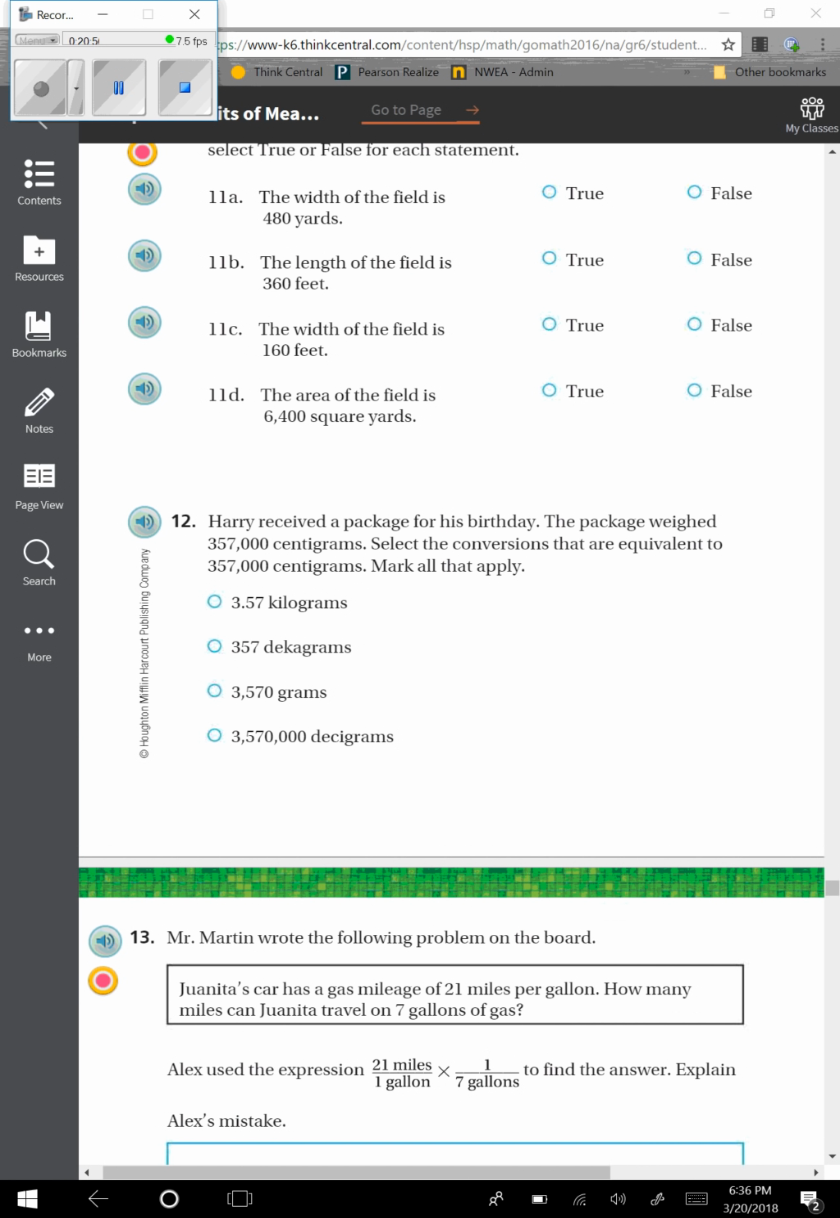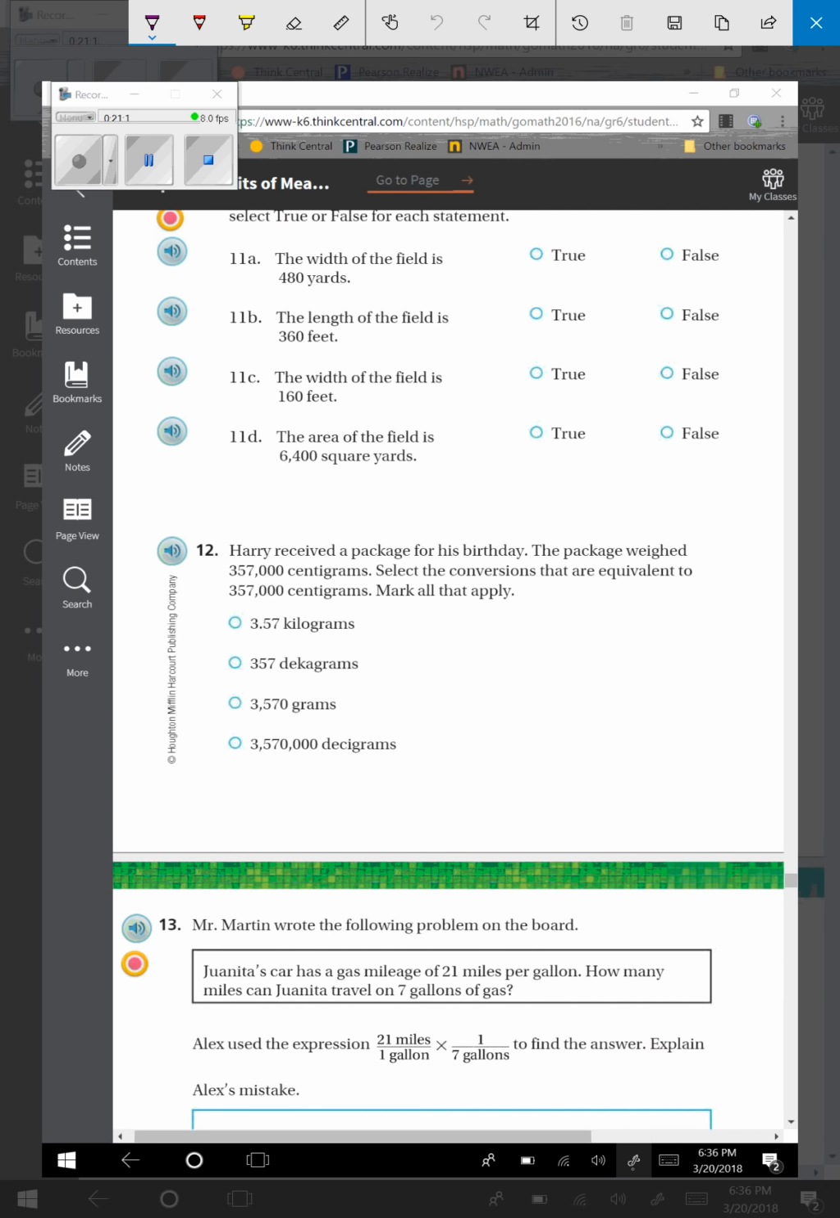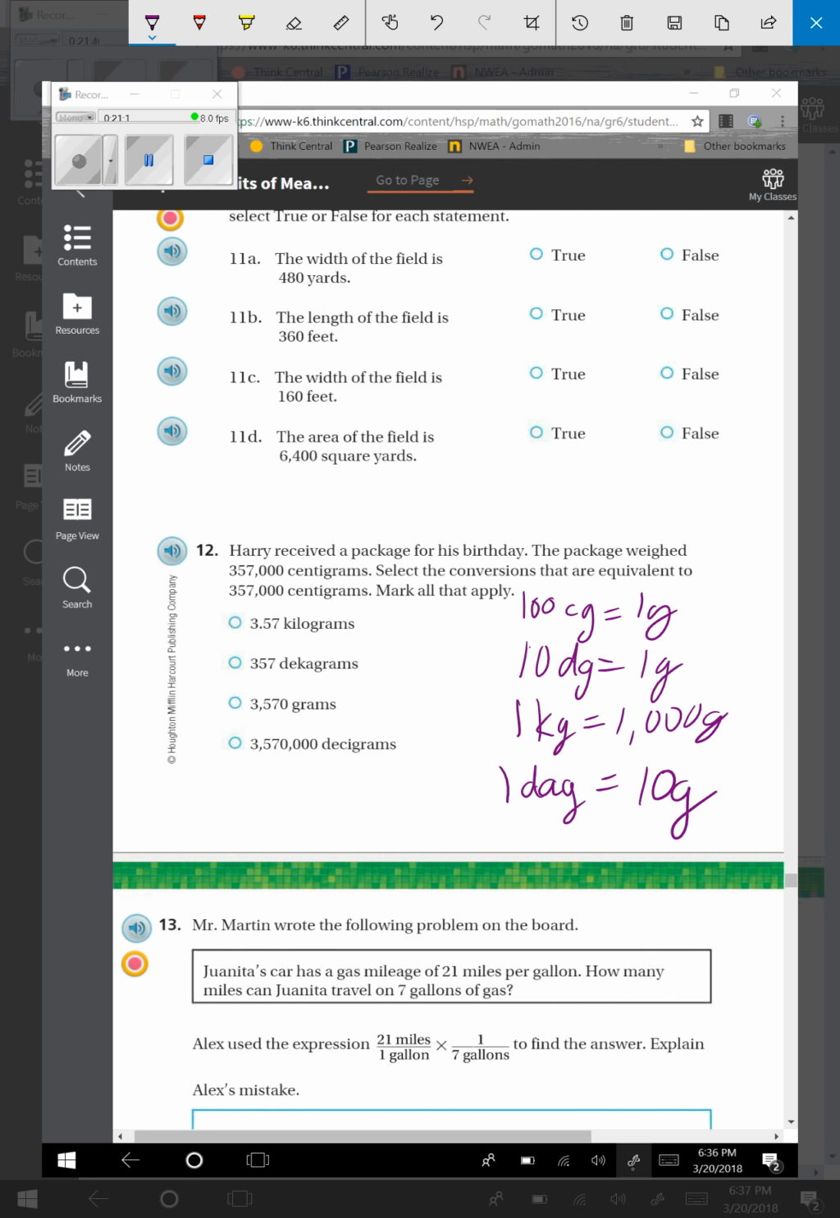Number 12. Harry received a package for his birthday. The package weighed 357,000 centigrams. Select the conversions that are equivalent to 357,000 centigrams. Mark all that apply. Okay, so we know that 100 centigrams equals 1 gram, 10 decigrams equals 1 gram, 1 kilogram equals 1,000 grams, and 1 decagram equals 10 grams.